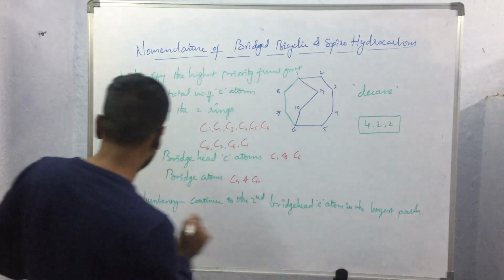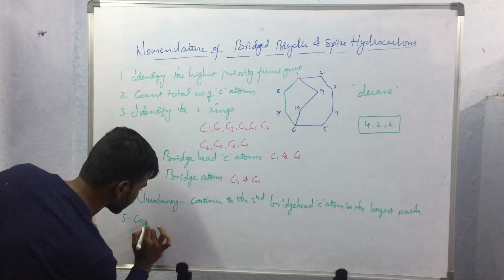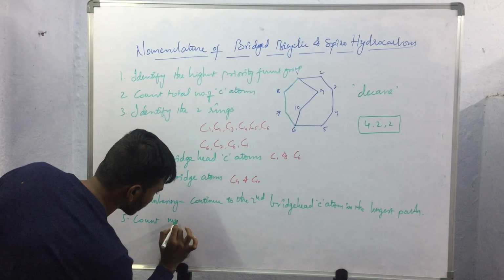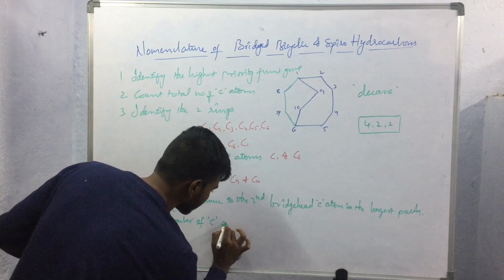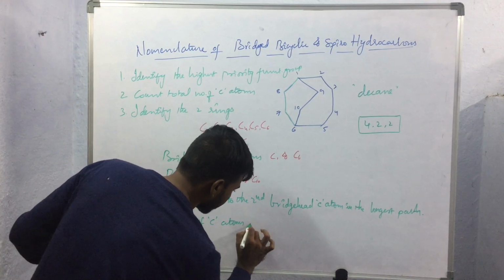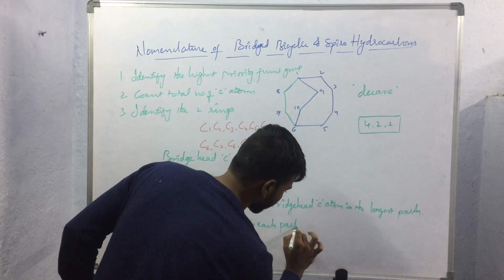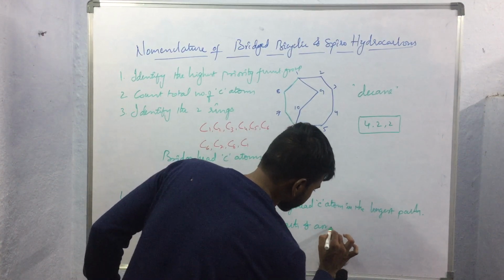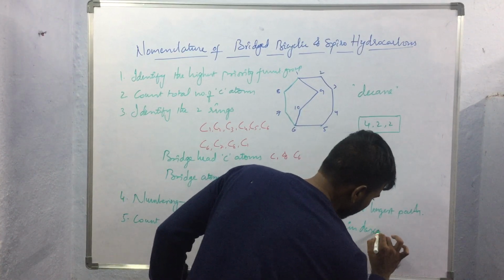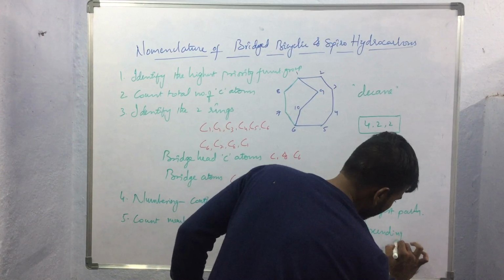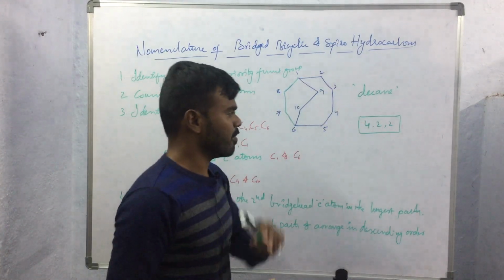Now, count the number of carbon atoms in each path and arrange in descending order.